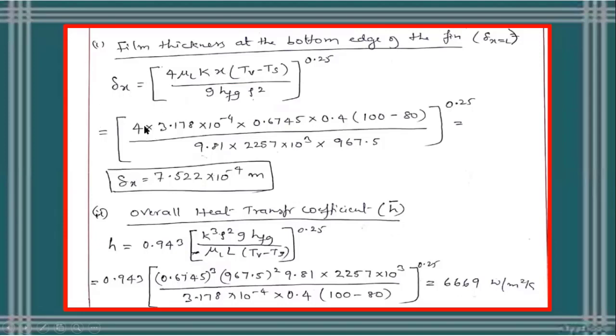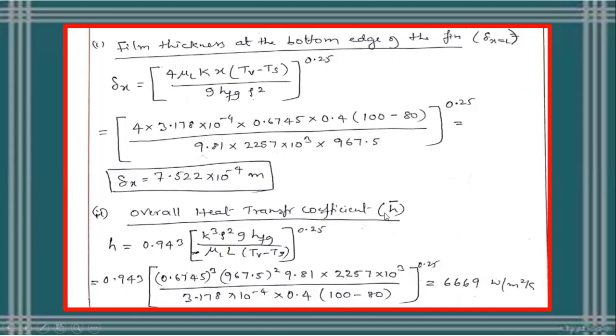Substitute all the values. 4 mu L, where mu L is the dynamic viscosity for the liquid, K is again for the liquid, the conductivity, x is the length here, Tv minus Ts divided by g, hfg value and rho value again for the liquid. Then you calculate, you'll get the thickness of the boundary layer at the end of the plate.